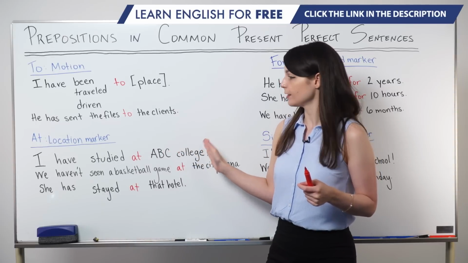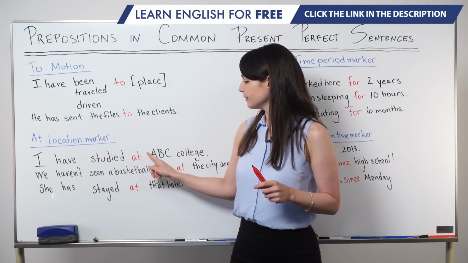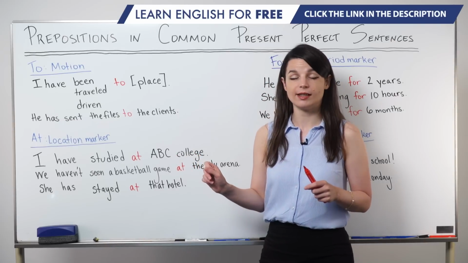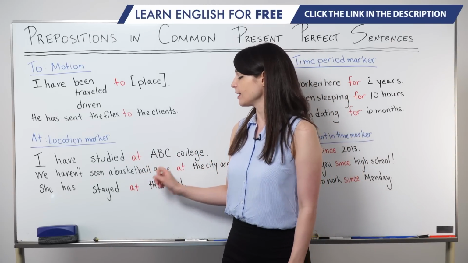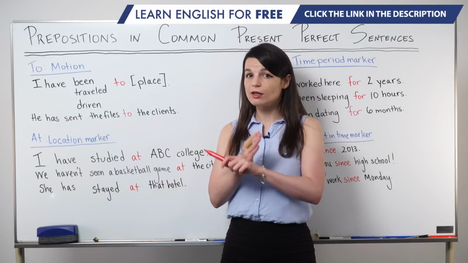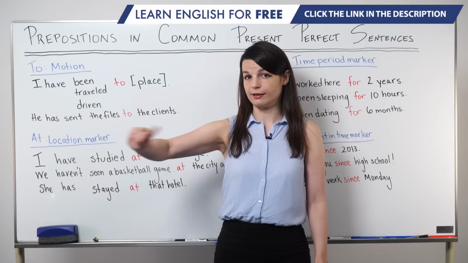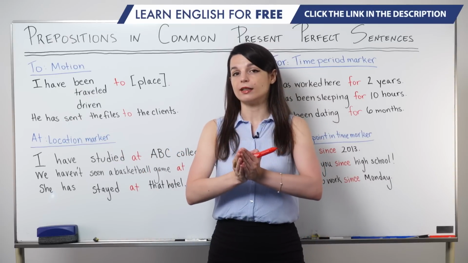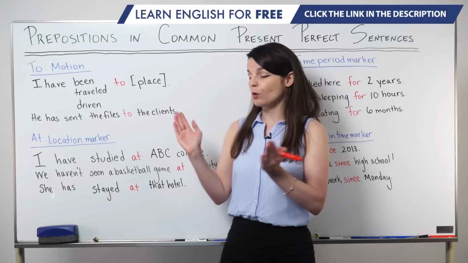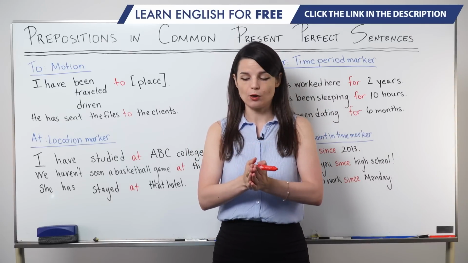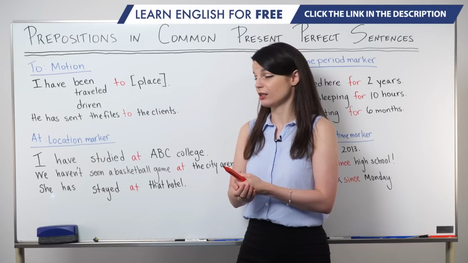So for example, I have studied at ABC College. I have studied at ABC College. So I cannot use to here. I have studied to ABC College is incorrect because this verb is not indicating motion in some way. It's study. So study is the action, and we're talking about the place where the action happened. We're not reporting on movement or motion of any kind.